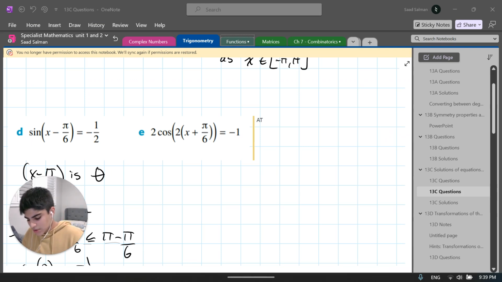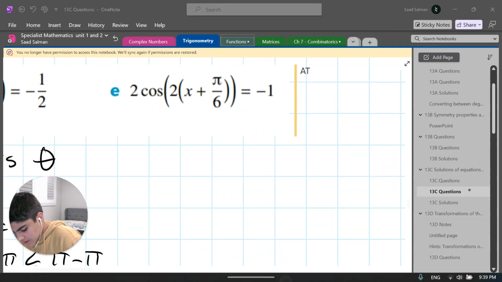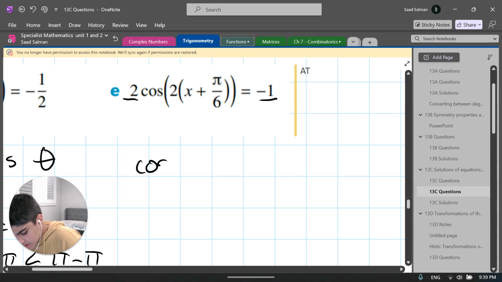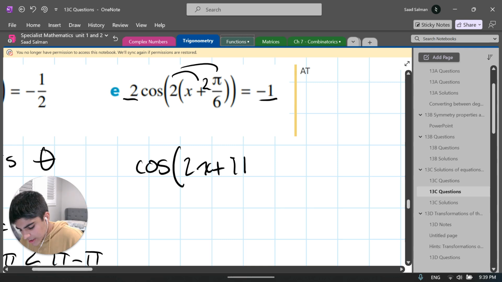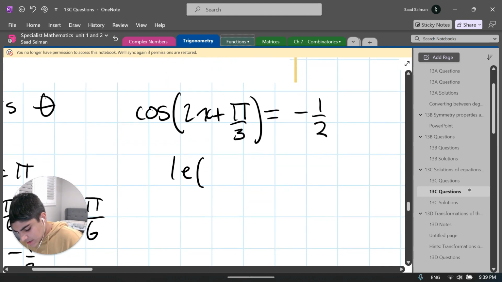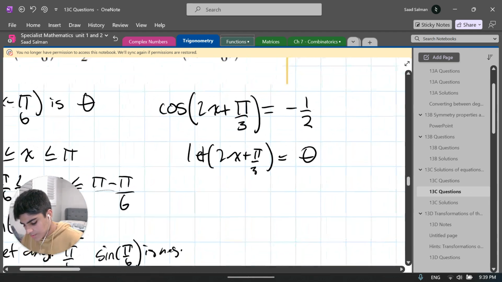Okay, one last question. 2 cosine (2x plus pi on 6). Let's expand this to make this easier for us. Cosine, going to expand this here. Cosine (2x plus 2 pi on 6), which is the same as pi on 3. So 2x plus pi on 3 equals negative 1/2. Let 2x plus pi on 3 equal theta.